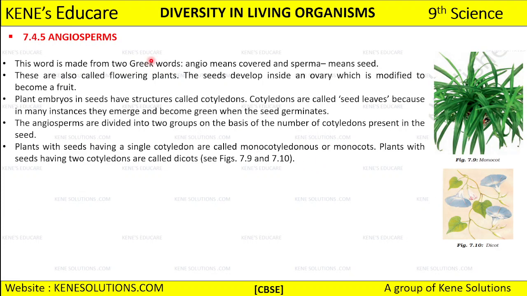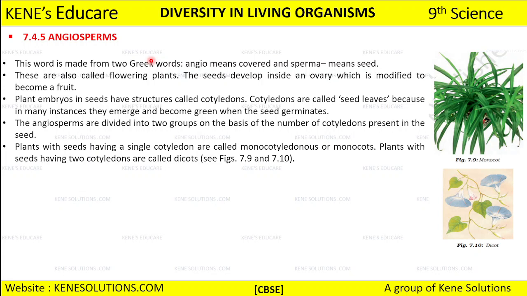Angiosperm is again derived from a Greek word. Angio means covered and sperm means seeds. So if the seeds are covered, then all such plants come under angiosperms. Angiosperms we also call flowering plants, because the seeds develop inside the ovary and after that it is going to get modified and become a fruit.